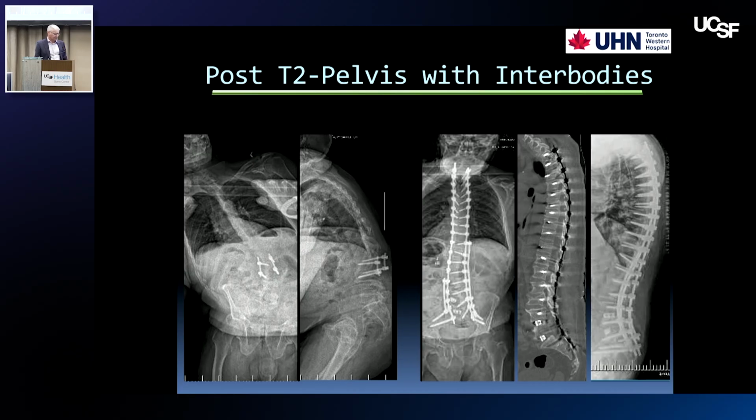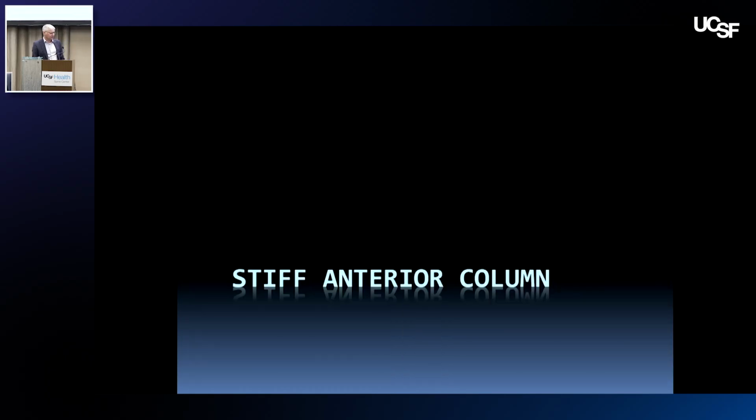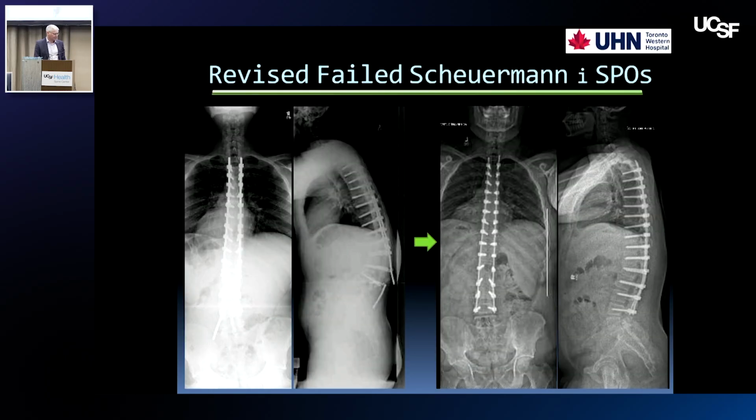We can do this all from the back. We did some posterior-based interbodies and corrected them through, even though it's quite severe. This is probably where you can use your CT scan or your supine x-rays to see that there's not going to be a deformity that's going to need a lot of work.